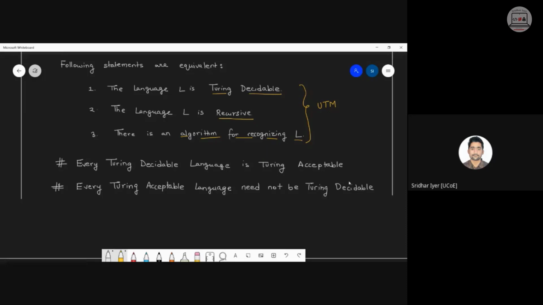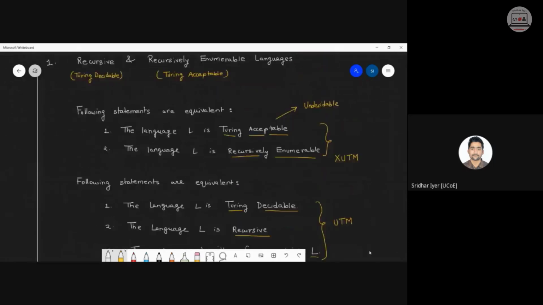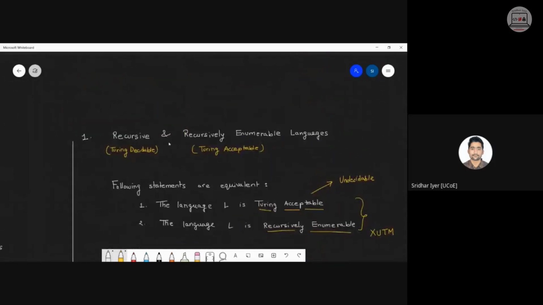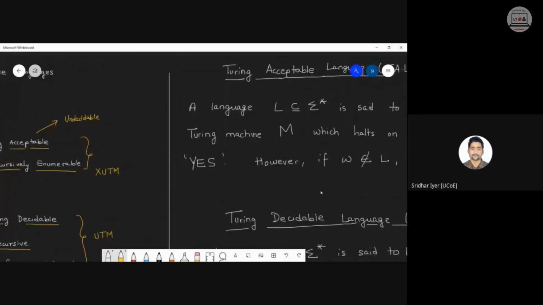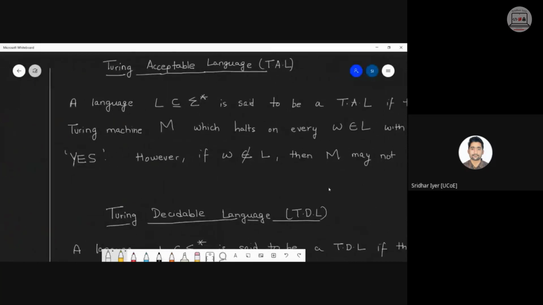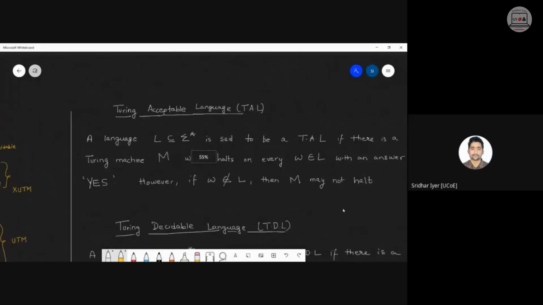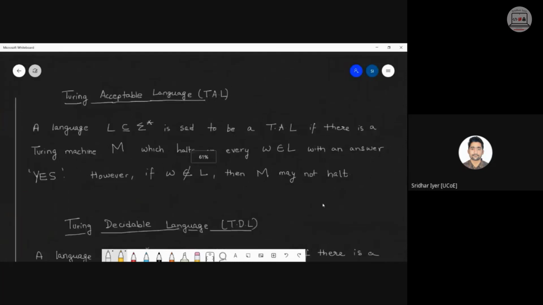Okay. So this is just the introduction of what exactly is a Turing acceptable language and a Turing decidable language. So don't get confused. Again, see over here, a Turing acceptable language is a recursively enumerable language, whereas a Turing decidable language is a recursive language. Okay. So let's see the definitions of what exactly is Turing acceptable and what exactly is Turing decidable. So I'm starting off with Turing acceptable languages.